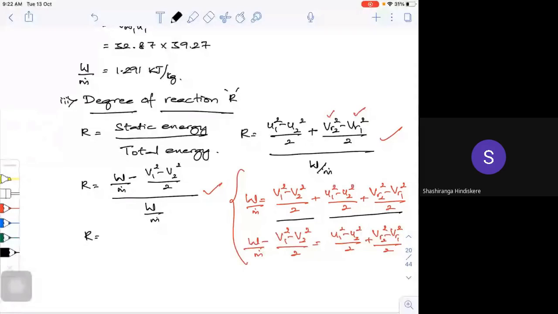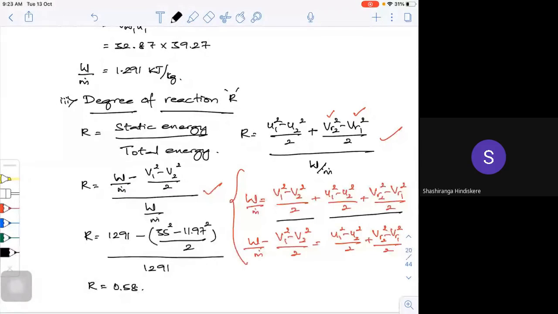I can go with kilojoules, or I can directly write in terms of joules. This will be 1291 minus 35 square, which is V1, so 11.97, because V2 is equal to VF2. Everything I am converting to joules, divided by 1291. R is equal to 0.58.